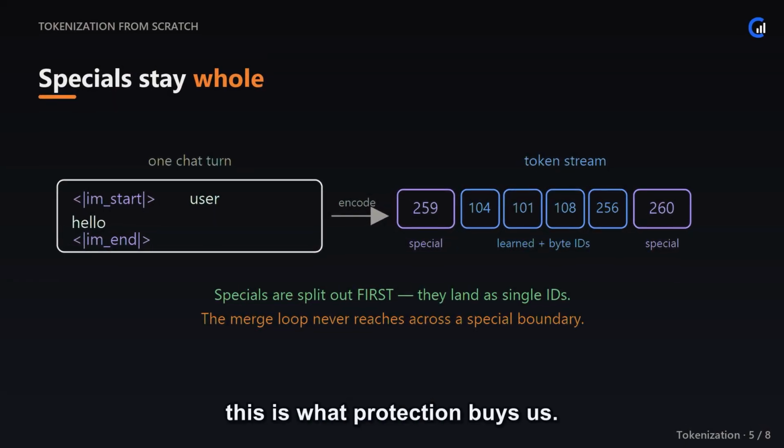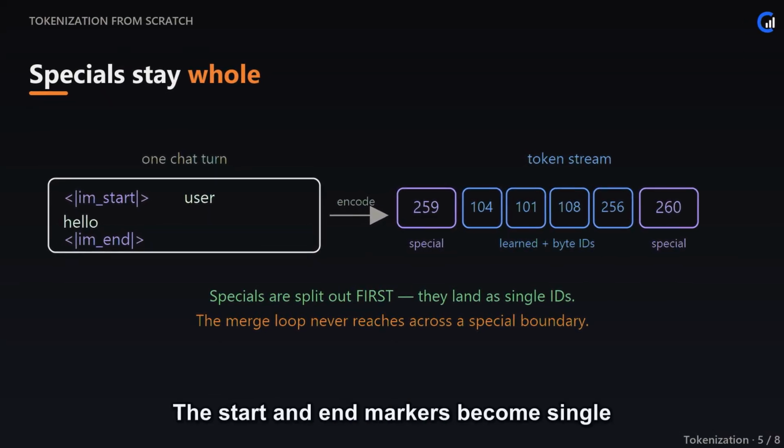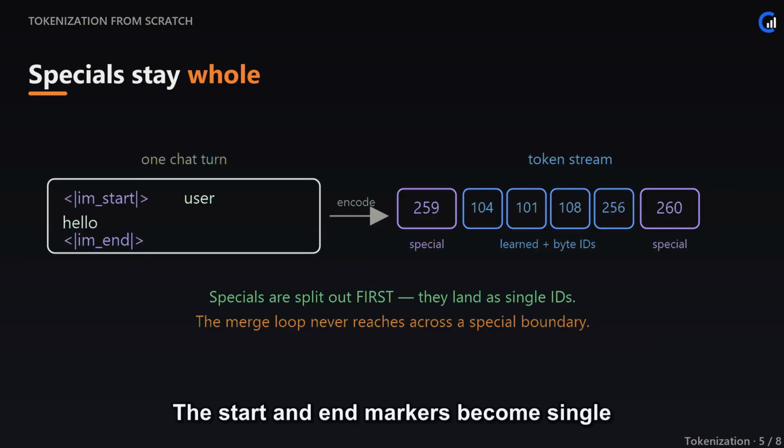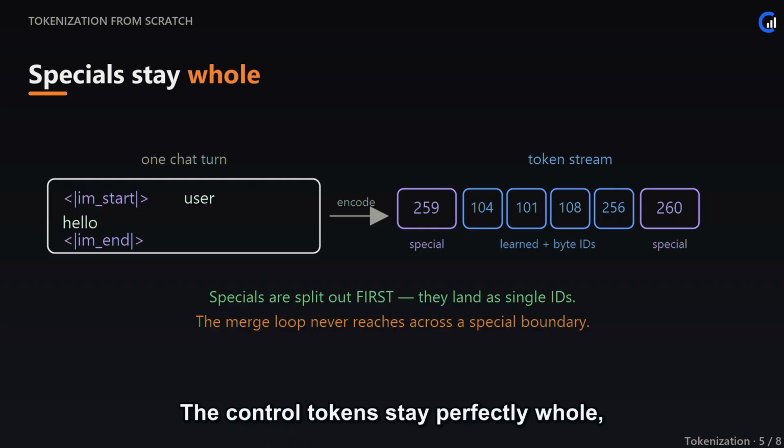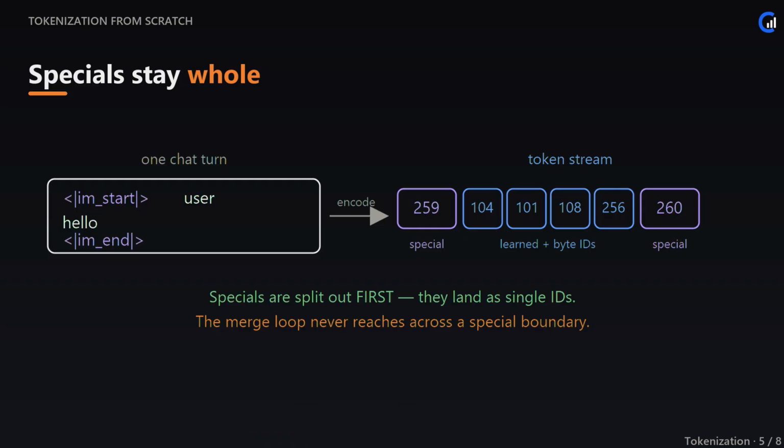Visually, this is what protection buys us. The start and end markers become single purple IDs, and the merge loop only ever runs on the blue content between them. It can never reach across a special boundary to fuse, say, the angle bracket of a marker into the next word. The control tokens stay perfectly whole every time.